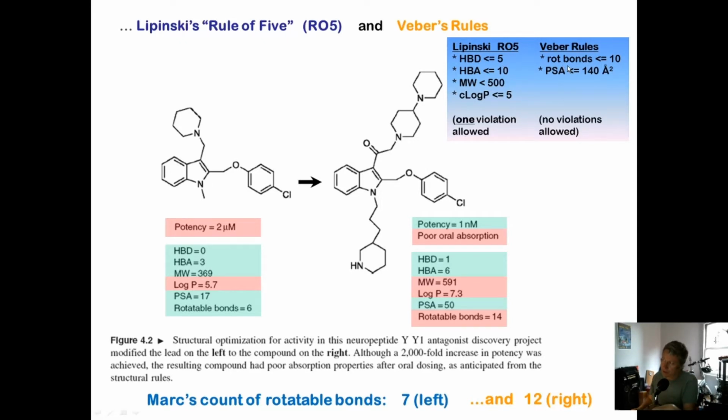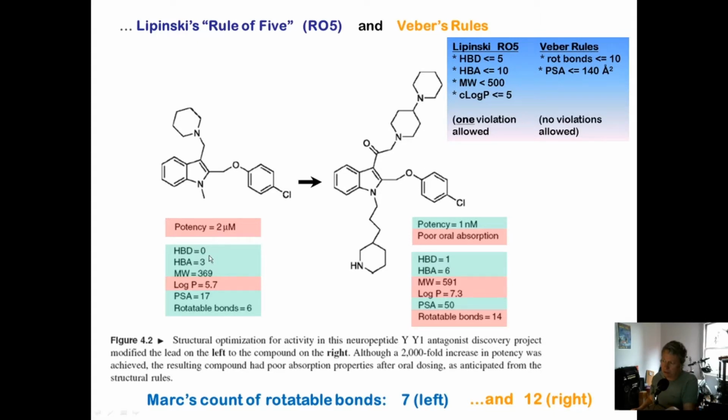Weber rules say that the number of rotatable bonds needs to be less than or equal to 10, and the polar surface area needs to be less than or equal to 140 square angstroms. And in this rule, there are no violations allowed. Anyway, just to get us moving again, let's talk about the left compound and the right compound. Left compound, poor potency, but it did pretty much obey the Lipinski rules and also the Weber rules.